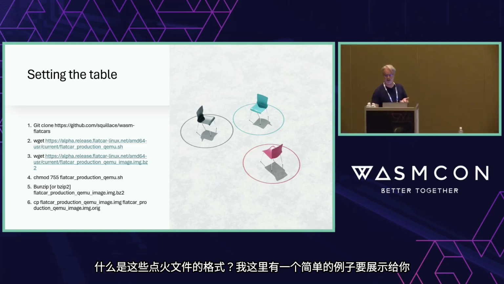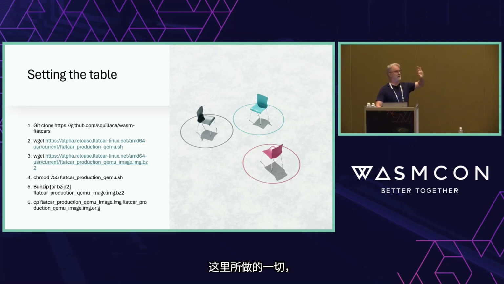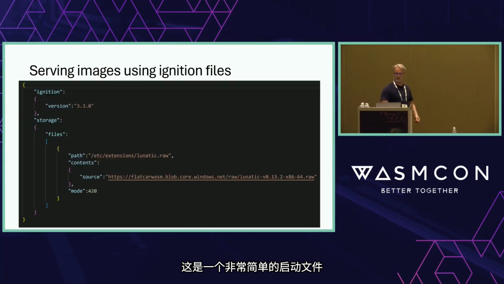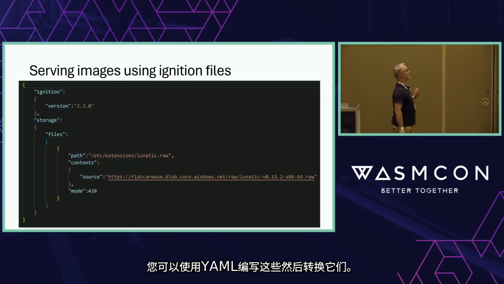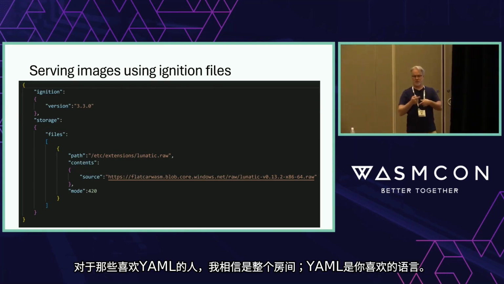So what do these ignition files look like? Here's a simple one. Essentially what this means is I had to go get the Flatcar image for QEMU. That literally is all I'm doing here, right? So those things are in the repo. So this is a very simple ignition file. It's already compiled out to JSON. You can author these in YAML and then convert them.